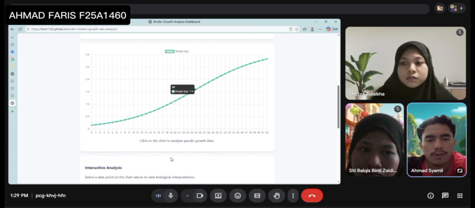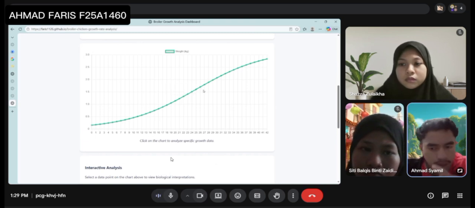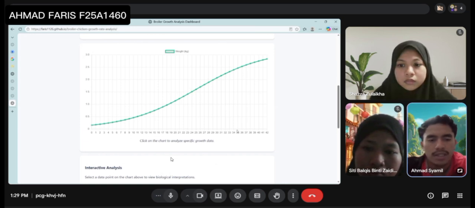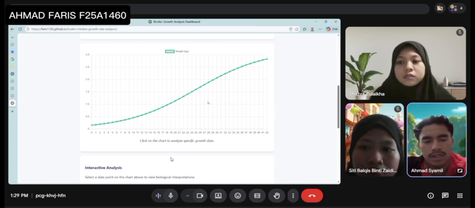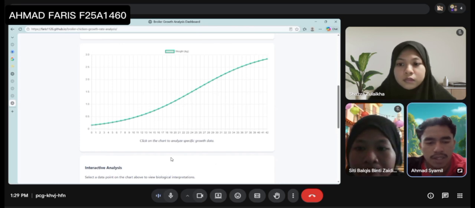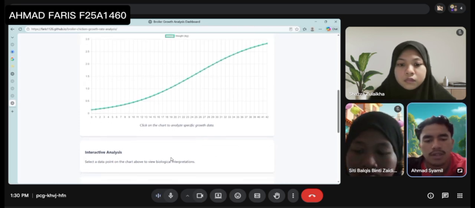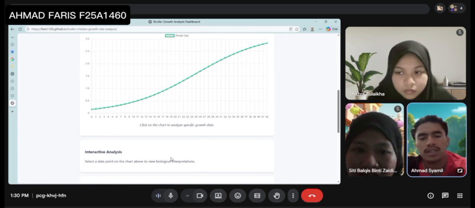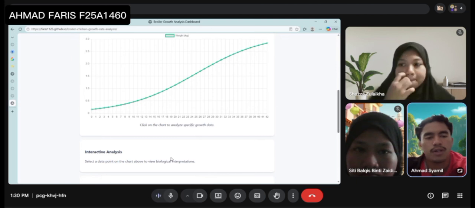The graph also allows us to select any day on the graph. For each selected day, the system displays the estimated body weight, the growth rate in grams per day, and a biological interpretation of the growth stage. If the growth rate is high, the chicken is classified as being in the rapid growth phase. If the growth rate decreases, the chicken enters the maturation phase where growth begins to plateau.